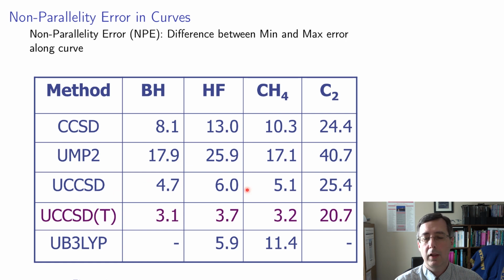Unrestricted CCSD is a lot better, but I still have multi-kcal errors, and it's really bad for C2. CCSD(T) gets you within about 3 to 4 kcal non-parallelity error, which is not great, but it might be okay, depending on what you're doing. And for C2, it's still terrible. C2 is just very hard if you're going to try to break 2 bonds at once. And B3LYP, unfortunately, will not solve things for us.